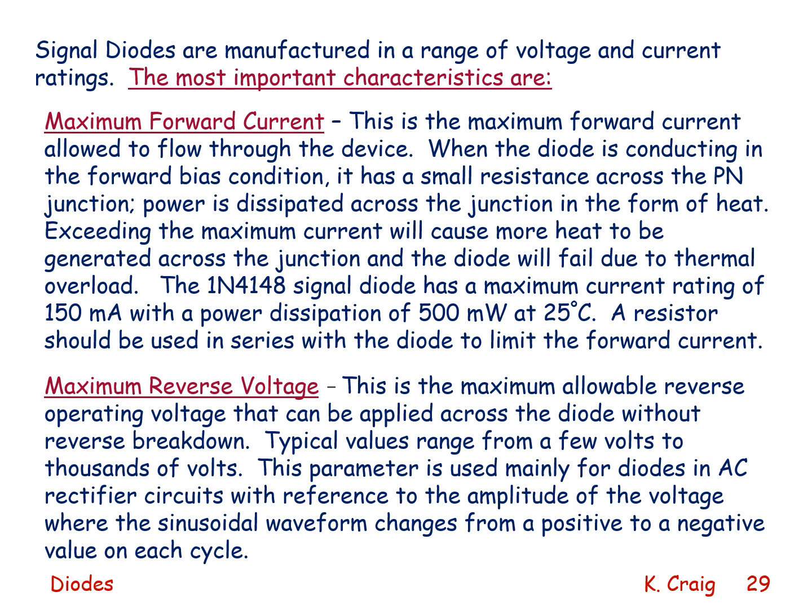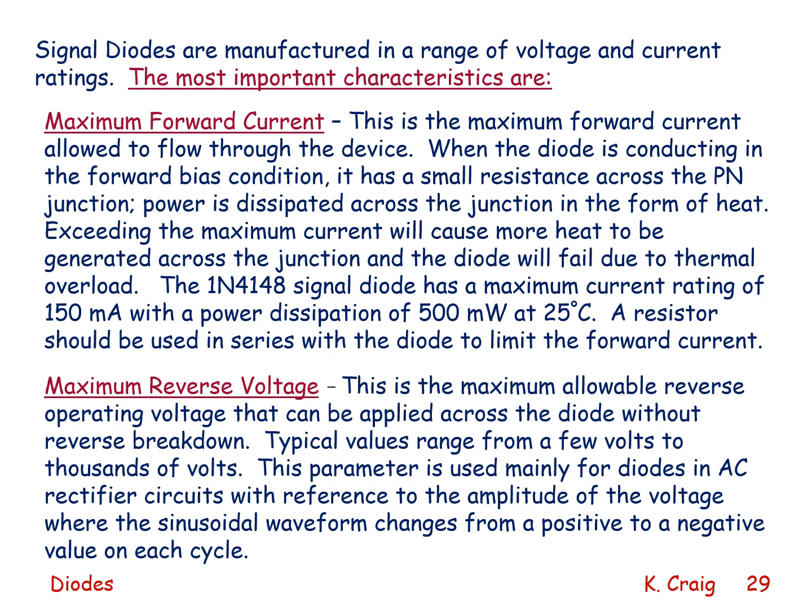Signal diodes are manufactured in a range of voltage and current ratings. The most important characteristics are maximum forward current. This is the maximum forward current allowed to flow through the device. When the diode is conducting in the forward bias condition, it has a small resistance across the PN junction. Power is dissipated across the junction in the form of heat.